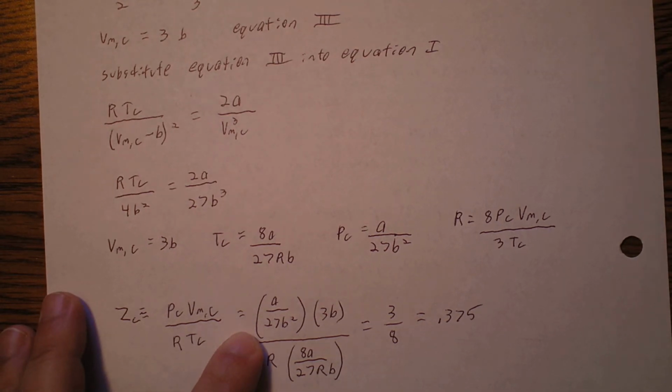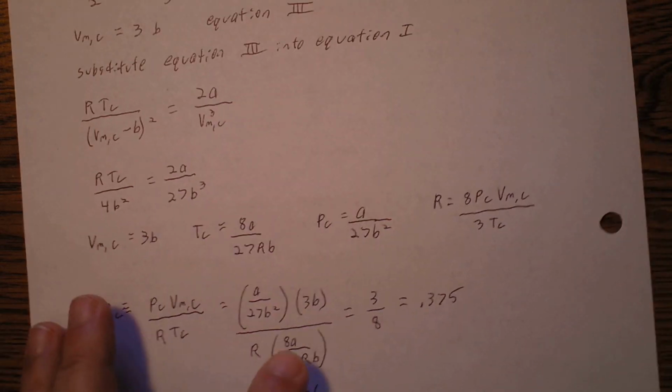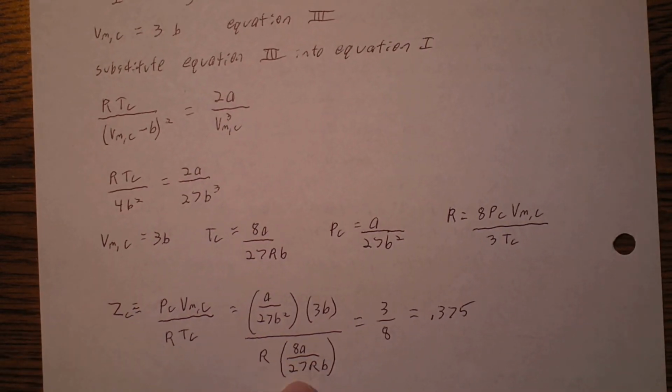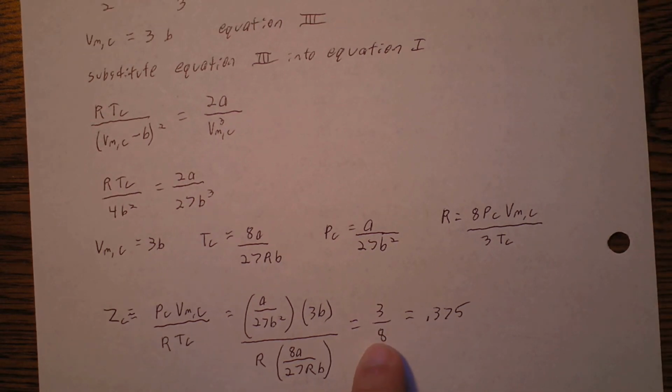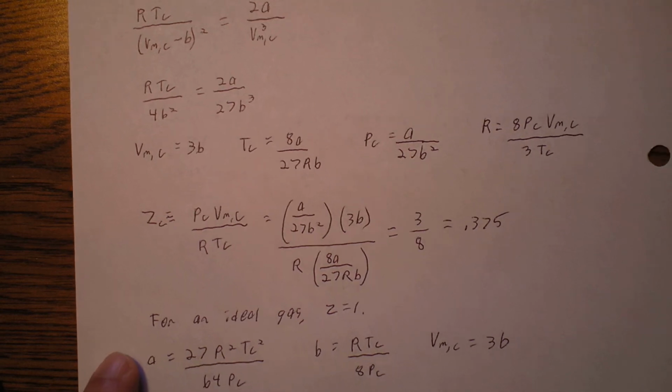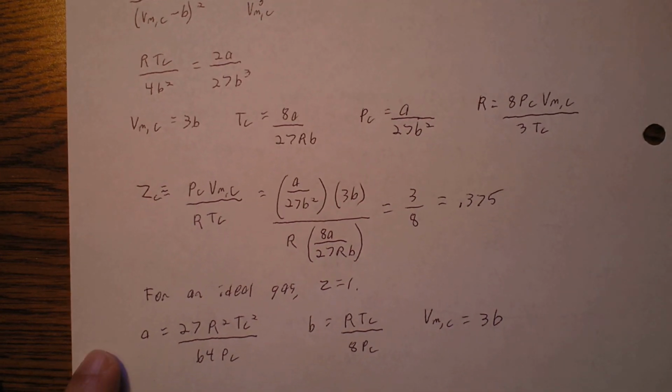And then substituting what we had up there, so we get A over 27B squared times 3B divided by R times 8A over 27RB. That simplifies just to 3/8, or 0.375. Now remember though, for an ideal gas, Z is equal to 1.